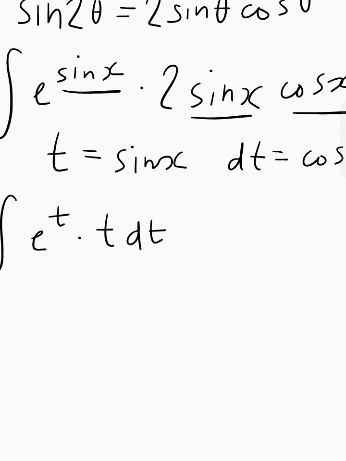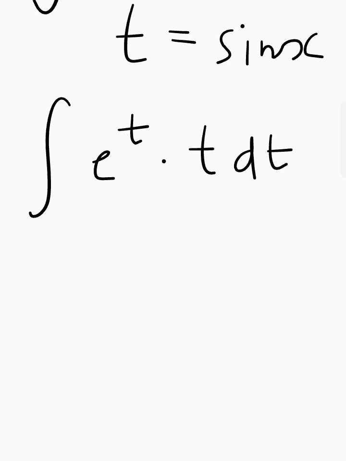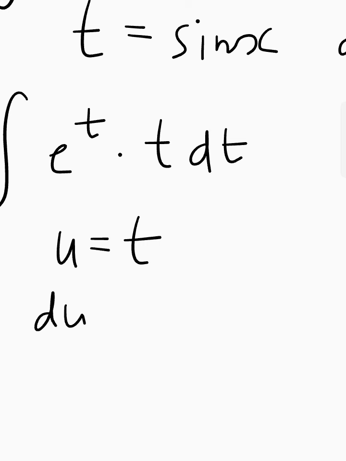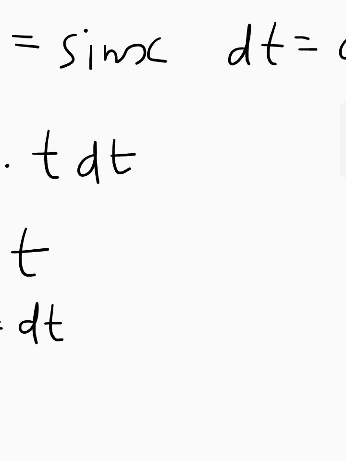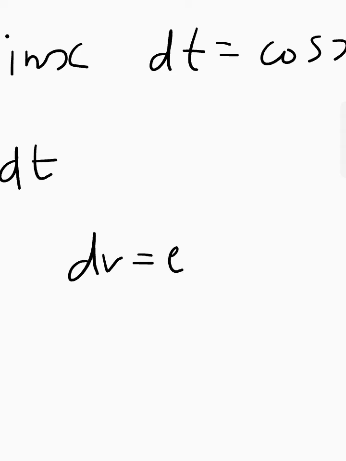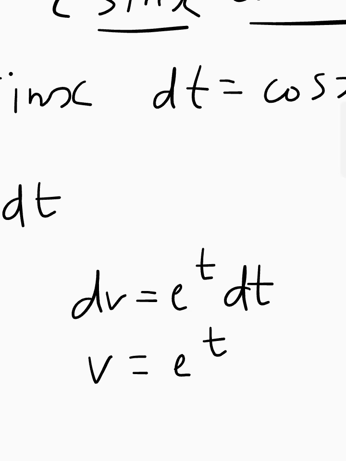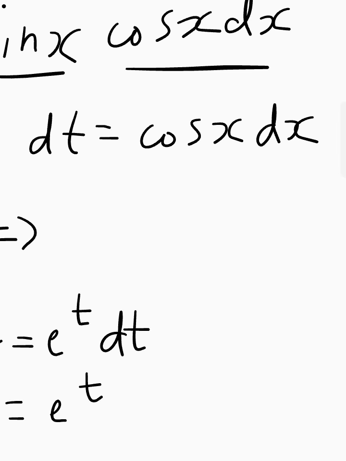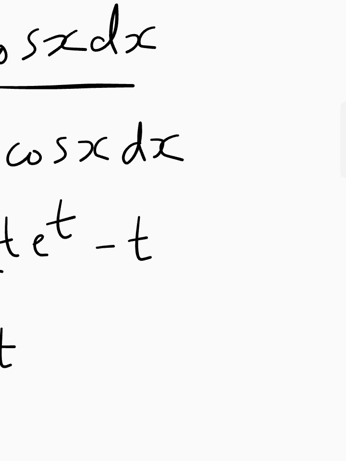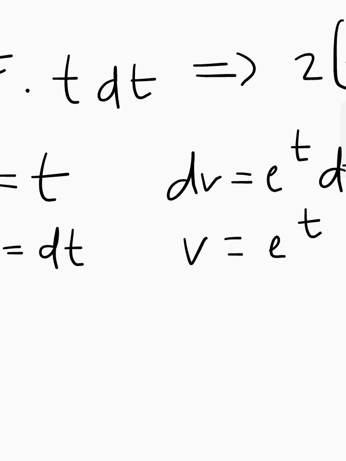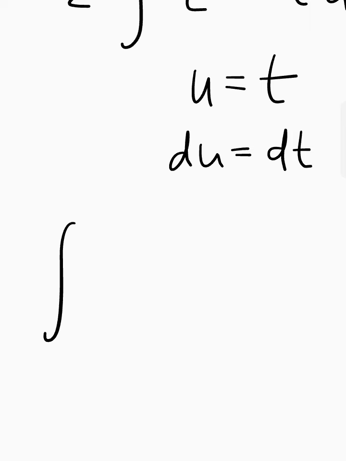So anyways, from here on out, I want to do a simple integration by parts. Of course, I'm going to set u equal to t. So therefore, my du would simply be dt. And my dv is equal to e to the t dt. And so my v would simply be e to the t. And after evaluating the integral, you guys will find that this is nothing but 2 times e to the t minus t plus c.